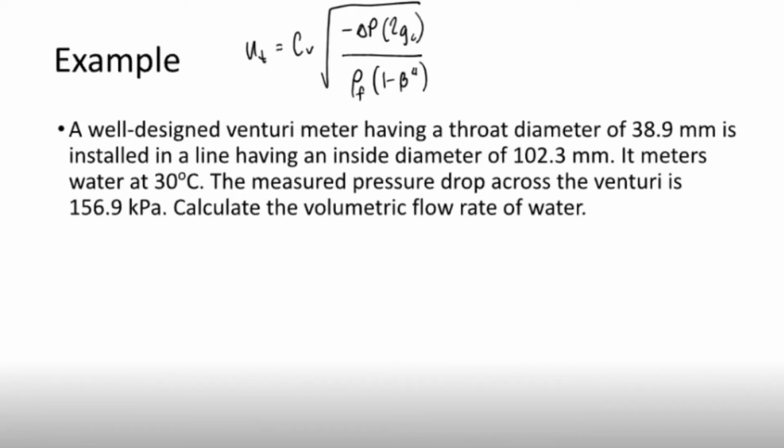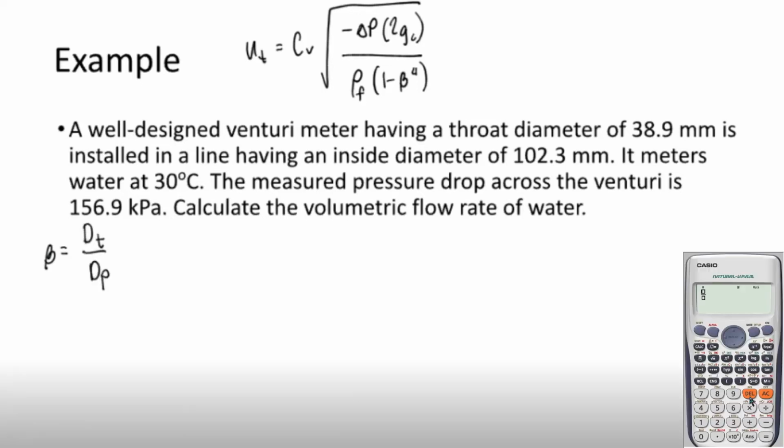Let's solve for the value of beta. Beta in this case is equal to the diameter at the throat over the diameter of the pipe. Substituting from the given, that would be 38.9 millimeters divided by 102.3 millimeters. That is the throat over the pipe diameter. Our beta is equal to 0.3803. We are going to use that later.